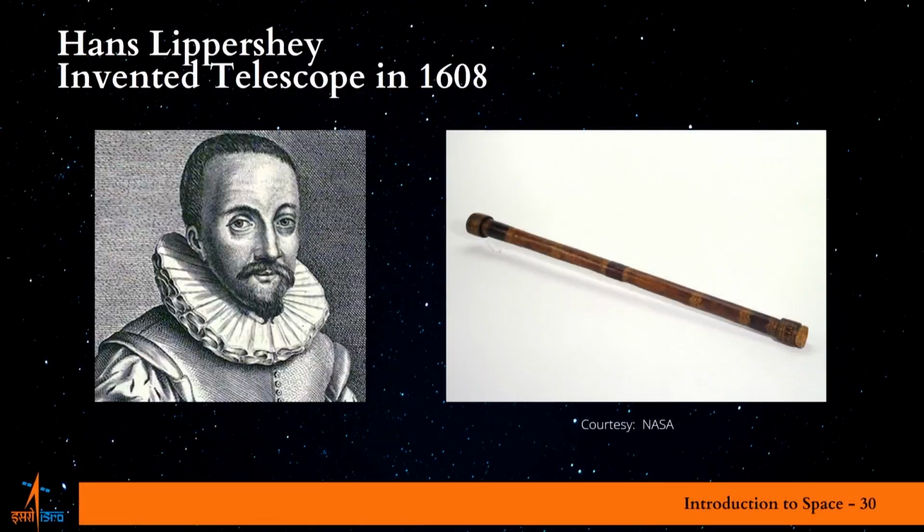Hans Lippershey used to be an optician in the Netherlands. He accidentally found the magnified image when two different lenses were held at a certain distance. He invented the first ever instrument that could be used to see distant objects closer and clearer in the year 1608. He called it a telescope.